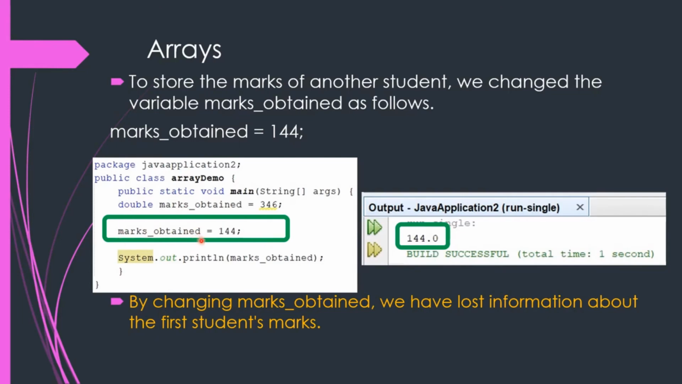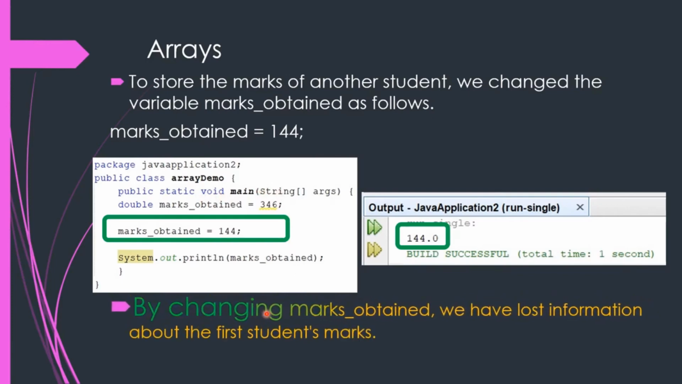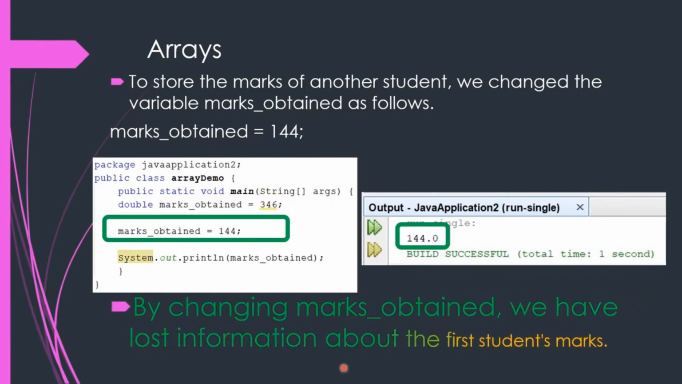If we had used an array here instead of a variable, then both the marks would be displayed. So by changing marks obtained, we have lost information about the first student's marks. Whenever we change the variable, only the new value will be displayed, and we have lost the information about the previous value. So this is where we need an array instead of a variable.